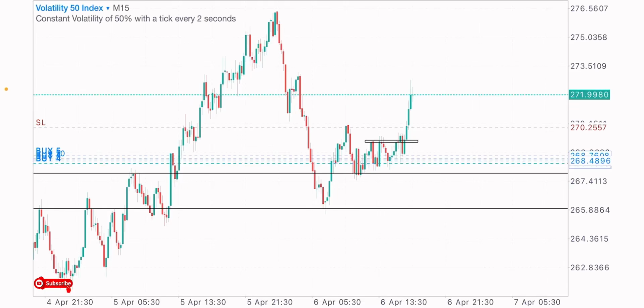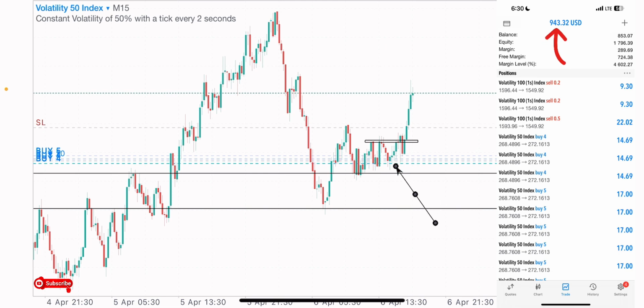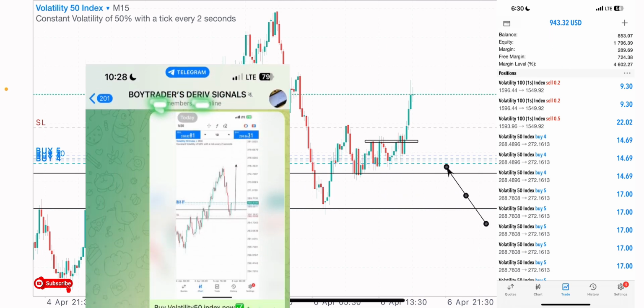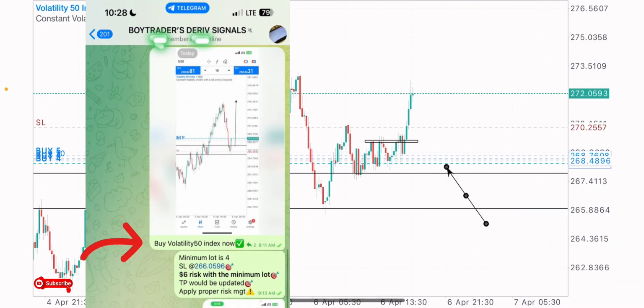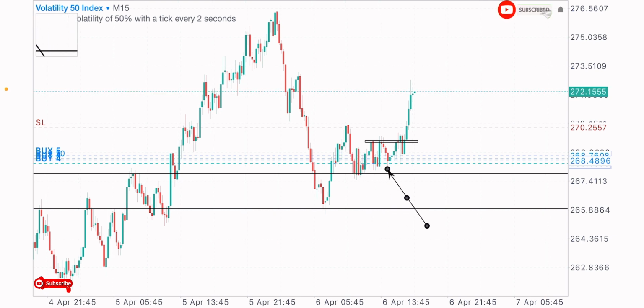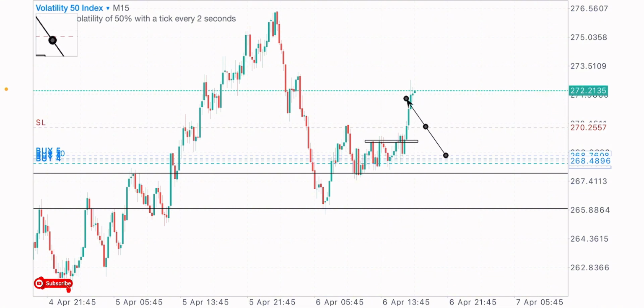Hey guys, I took this buy trade on Volatility 50 index and I shared this buy signal to my VIP members and we're moving in massive profits. This index played around for long. We had our entry somewhere here in the morning and our SL was at this point.